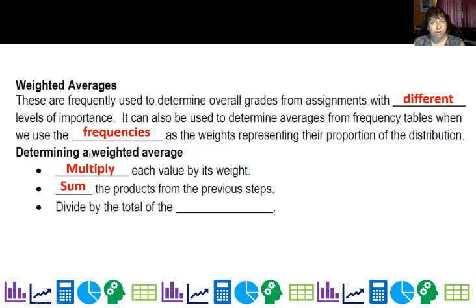Then we're going to take all our products, which we got from the previous steps, where we took the values and multiplied by the weight, and divide by the total of the weights. Now, the cool thing is if you're doing percents and you do it in decimal form, the total of the weights is going to be 1. So there's really not this extra step that you need to do, although it's good to show.